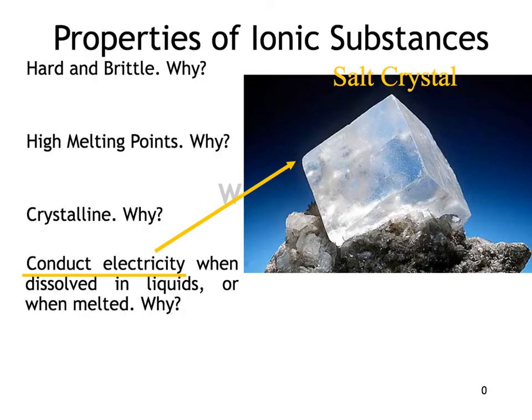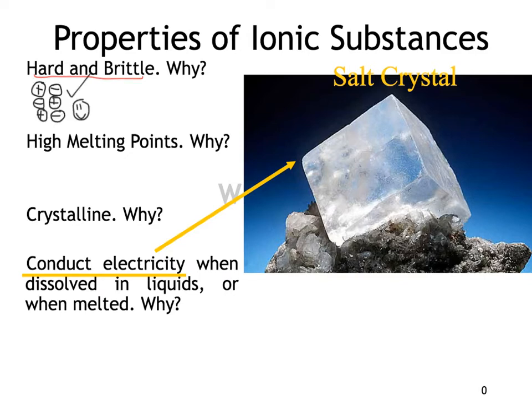All right, so I have some properties of ionic substances for you. Ionic substances are considered hard and brittle, and the reason is because if you are able to knock any of the ions out of alignment, you can create repulsion. I'll try to draw a diagram to explain that.